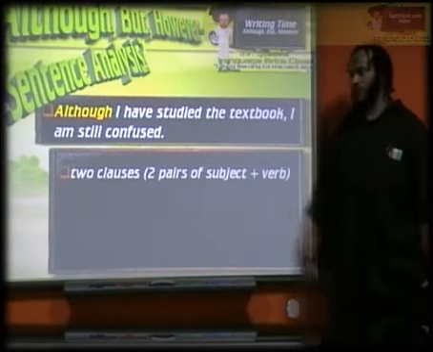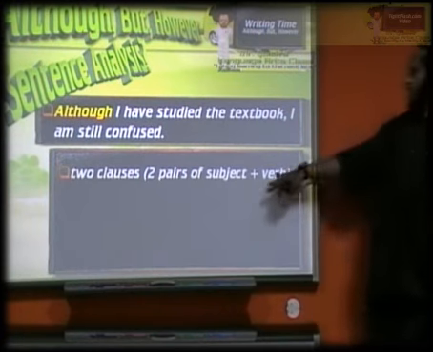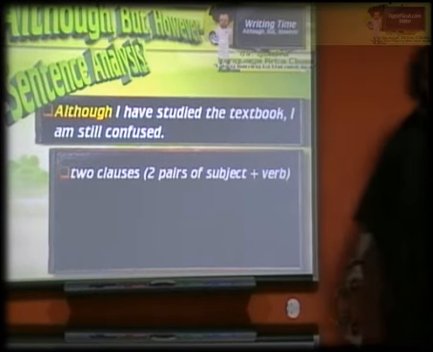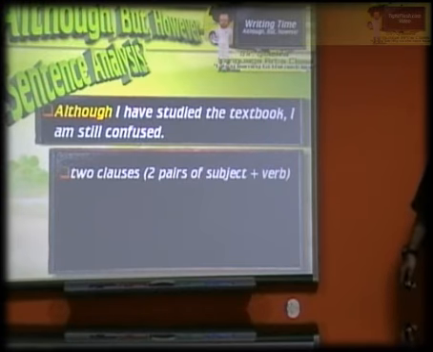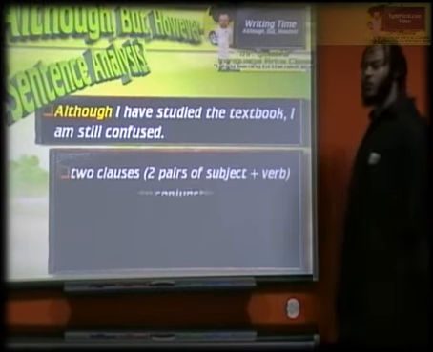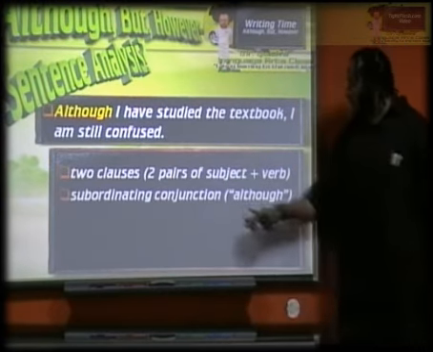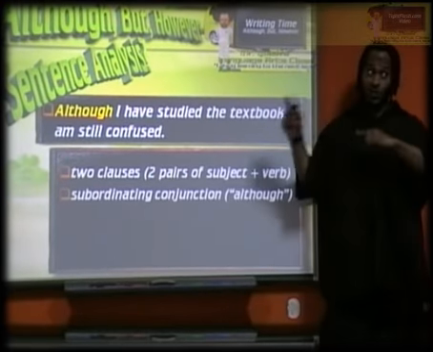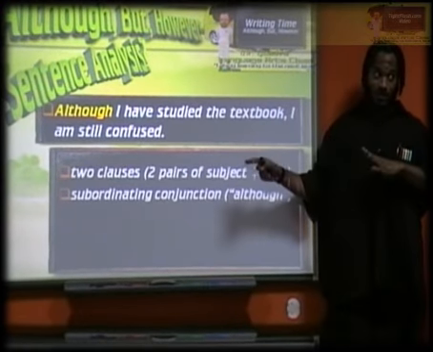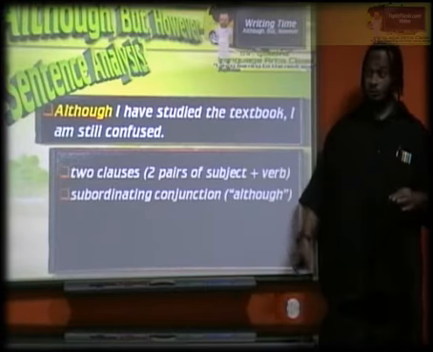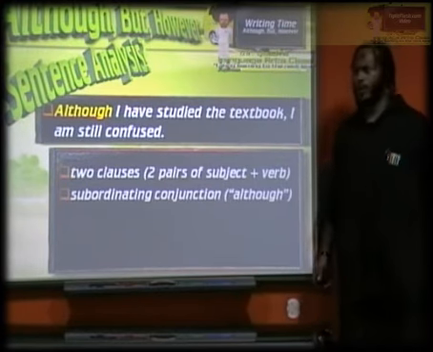We have two clauses, two pairs of subject and verb. Did we notice that? Did we have that? Yes? We're using all our sentence structure knowledge here. Subordinating conjunction. We knew that. Right? Although is a subordinating conjunction. You just wrote it down. Okay, here we go.